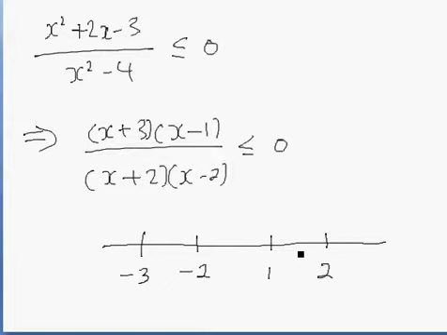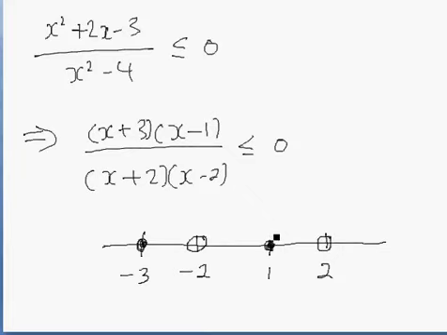Now take note, we accept answers for x which make everything 0. So we will accept x equals to -3, we will accept x equals to 1. So let me put a big solid dot to remind myself that I want to include the answer x equals to -3, x equals to 1. And take note, we do not allow the denominator to be 0. So we cannot accept x equals to -2, and we cannot accept x equals to 2. So I'm going to put a big hollow circle here to remind myself that I should exclude x equals to -2 and x equals to 2.